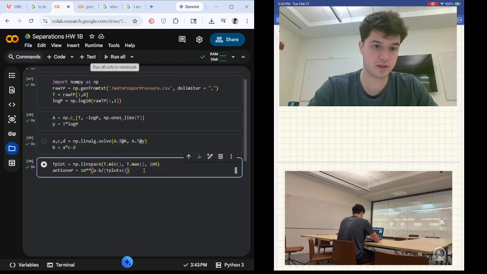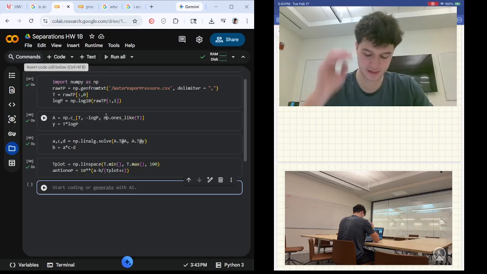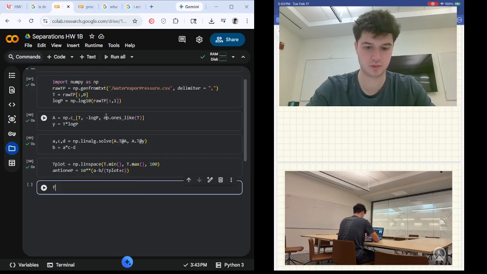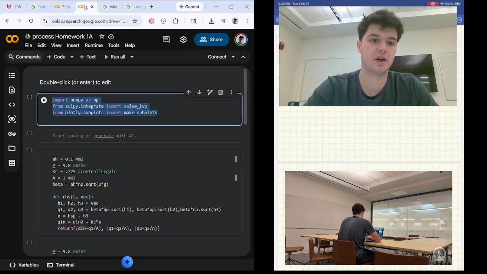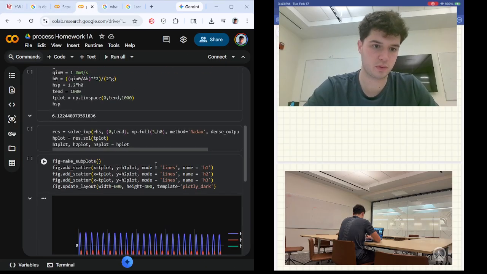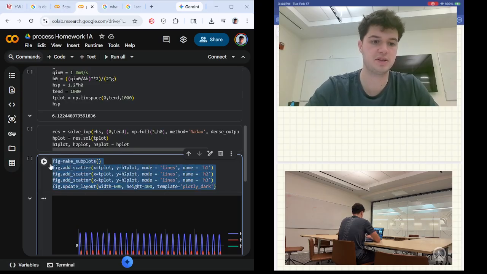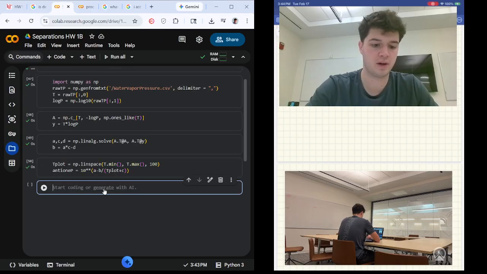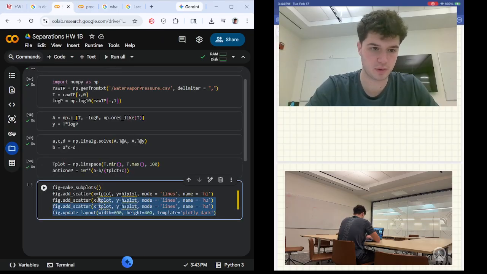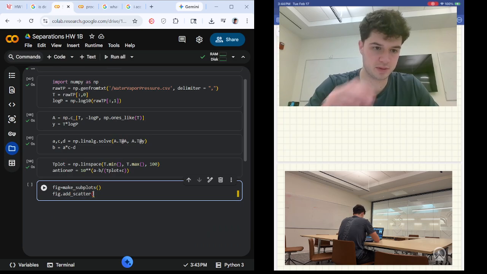Now let's run all and make sure that's good. Okay. And then next we have to actually make our plots, which we'll do. You know what, we can go into here, which we've done before, and we have all of these, so we can copy some of this. Obviously we'll be modifying this, but we want our subplots, so we'll delete everything up to there.